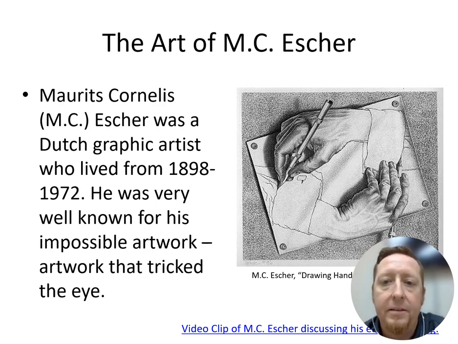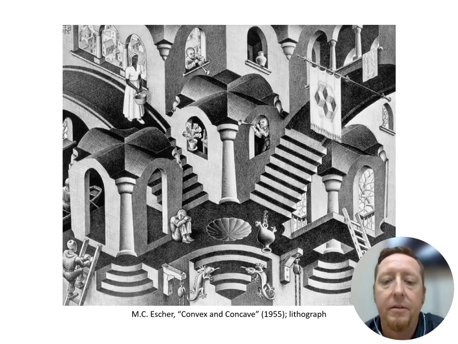One of the main examples of tessellation is the artist M.C. Escher. He was a Dutch graphic artist who lived from the early 1900s, and he was known for his trickery artwork, stuff that seemed impossible, but he also started out doing tessellations. Here's an example of his artwork.